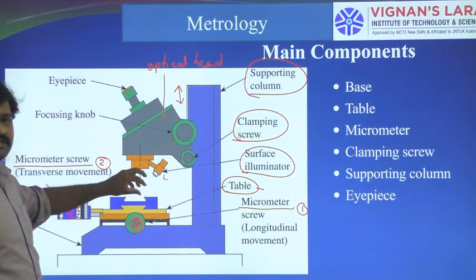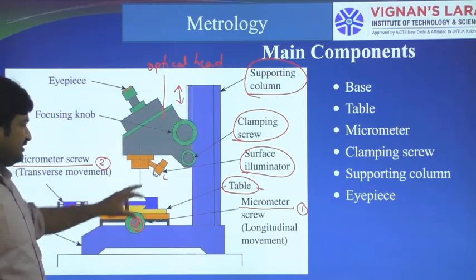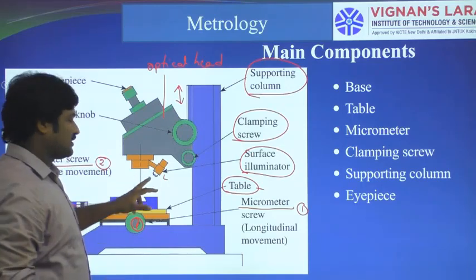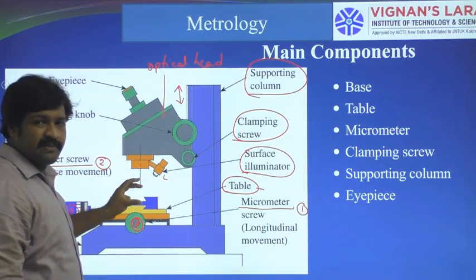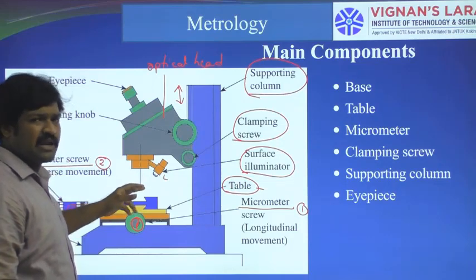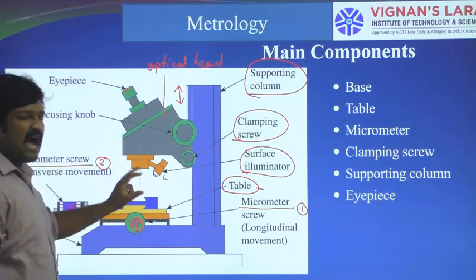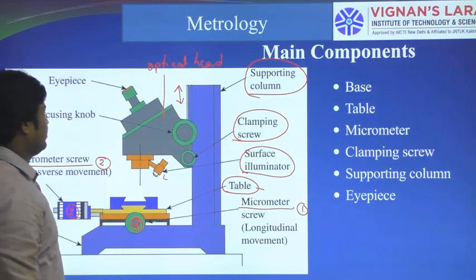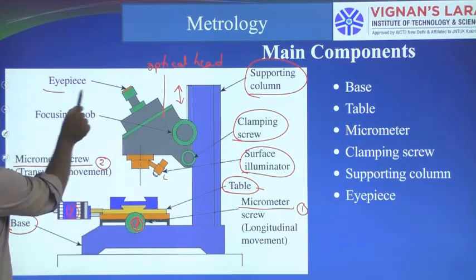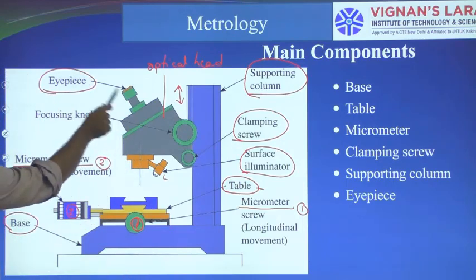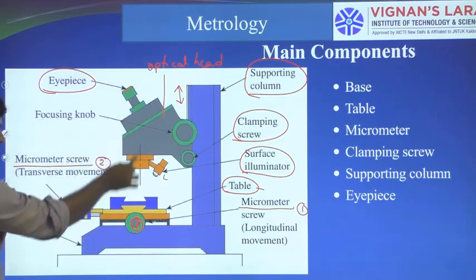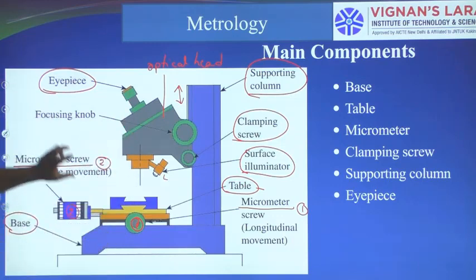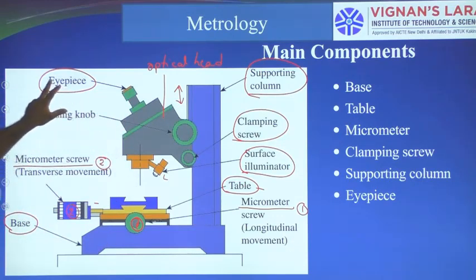It is used for projecting a light on the workpiece. So it's optional. Some toolmaker's microscopes consist of this surface illuminator and some don't have it. So this is an optional one. Then it consists of an eyepiece. By means of this eyepiece, we are going to see or picturize the component. For picturizing the profile of the component, we are going to visualize from this eyepiece.